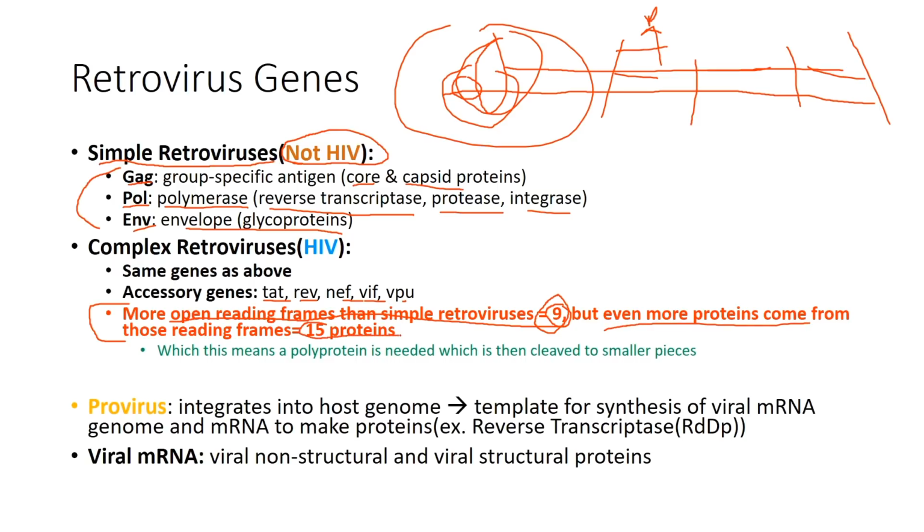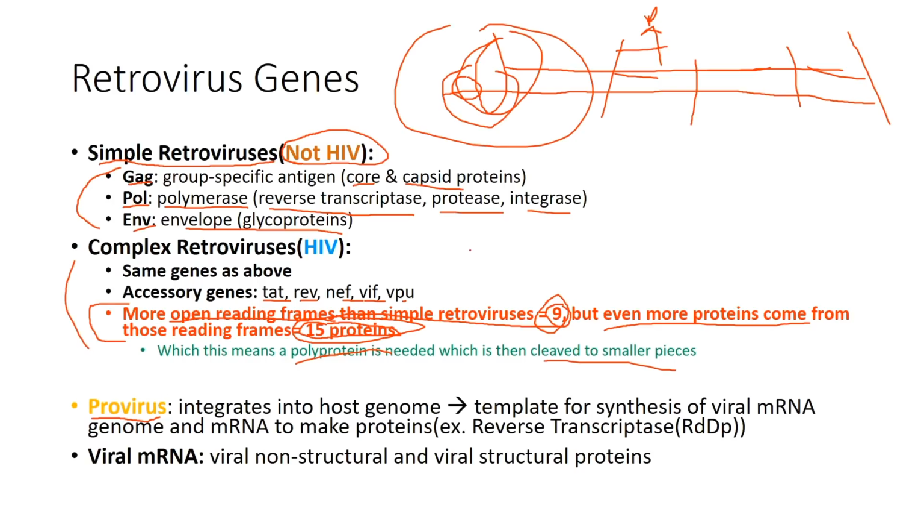So how do you get from 9 reading frames to 15 proteins? Well, it makes sense that you're making polyproteins that get cleaved into smaller protein pieces, and those can function as multiple proteins. Say my first open reading frame makes 3 proteins, which totally makes sense as to how you can get to 15. The difference in complex retroviruses is that you have more open reading frames and even more proteins. You should know this 9 and 15. This is pretty high yield for exams specific to HIV. It's these small details that they like to test, and do you know them? What happens is once we get our virus inside, we create what is known as a provirus.